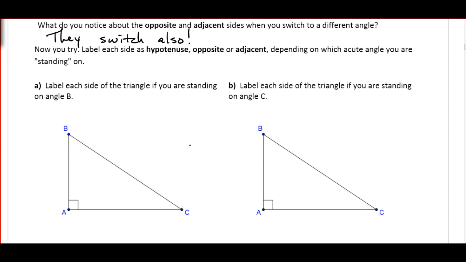Okay, so your turn to try on these two triangles. So for part A, we want to label each side of the triangle. We want to label hypotenuse, opposite, and adjacent, if we're standing on angle B. And then for part B, we want to label each side of the triangle if you are standing on angle C. So go ahead and pause the video, and then when you restart, you'll see the sides of the triangle labeled, and you can check. So pause the video now.